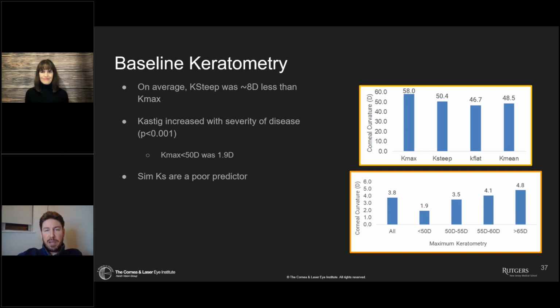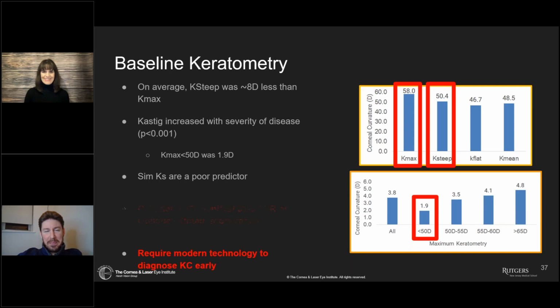And if we take a look at our end conclusions here, essentially you really need to have modern technology to help you diagnose early. If you're seeing patients who have a cylinder that is 2 diopters in an against-the-rule or oblique axis, whether that's on manifest refraction or in your Ks, you should go ahead and test those individuals with corneal topography.